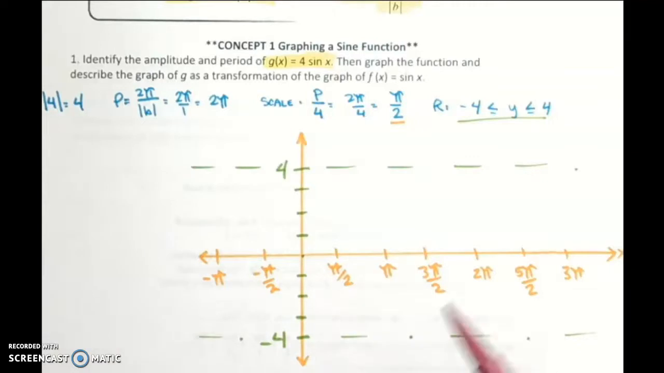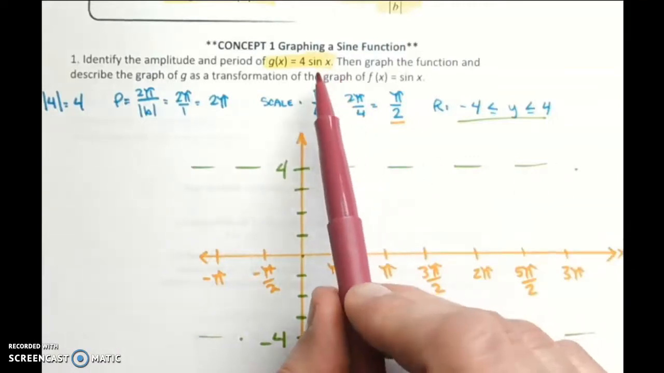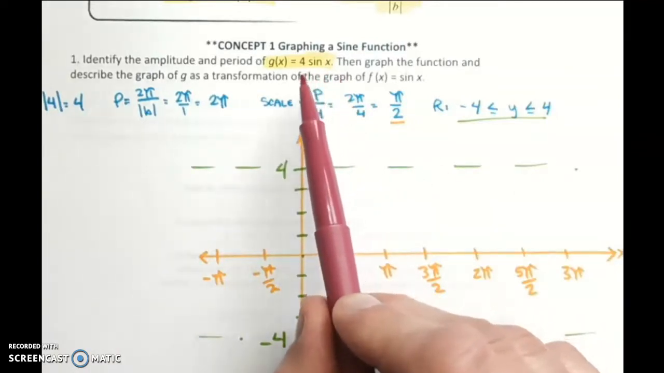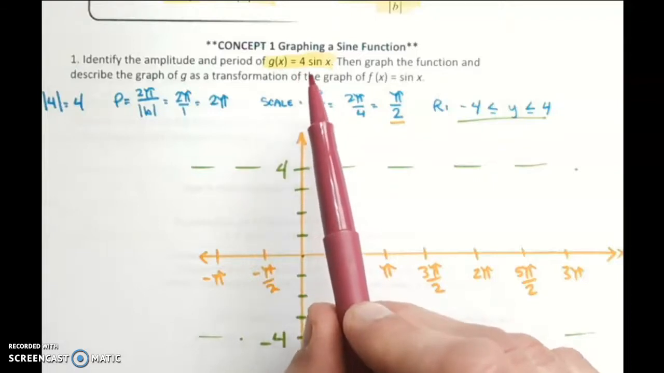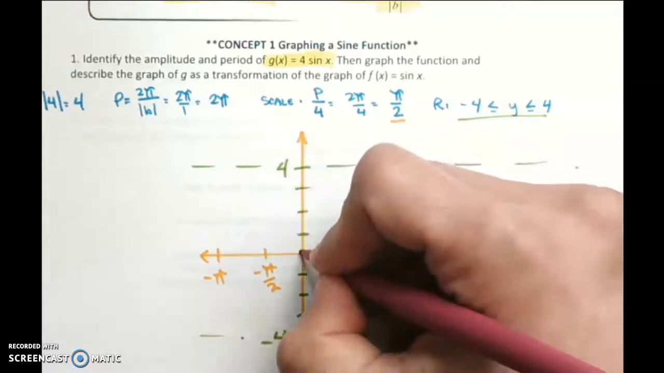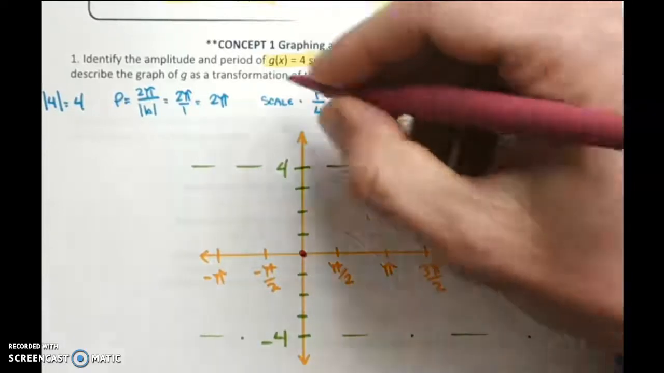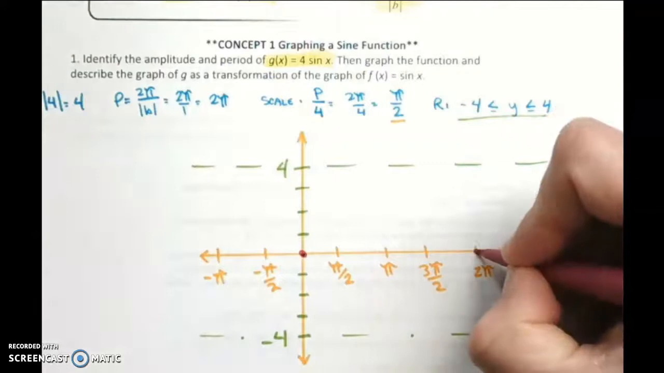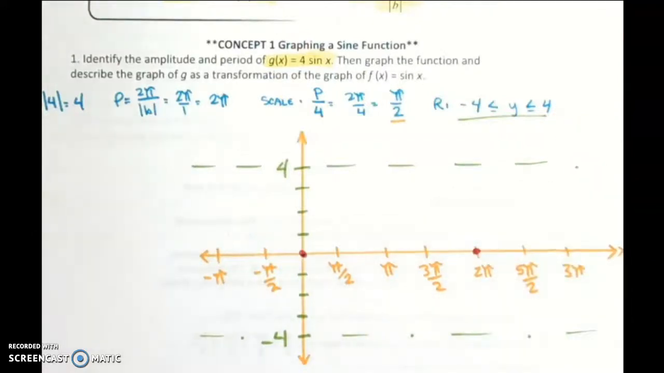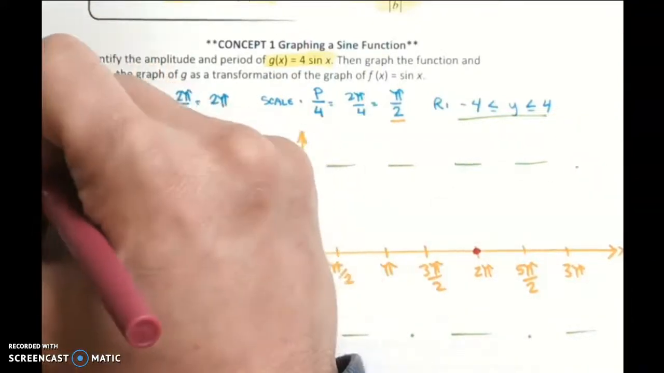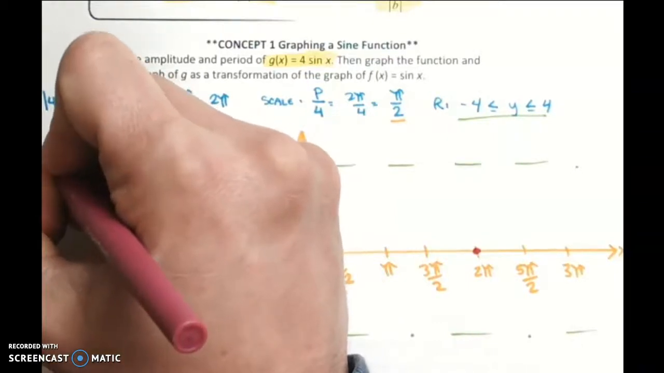Well, there's actually a really easy way. If it's sine, and I don't have a shift right or left, or up or down, then I start at 0, 0. And if I start at 0, 0, that means that my fourth point is my period, and that is at 2 pi. Now, let's go ahead and look at this. I can find it another way.